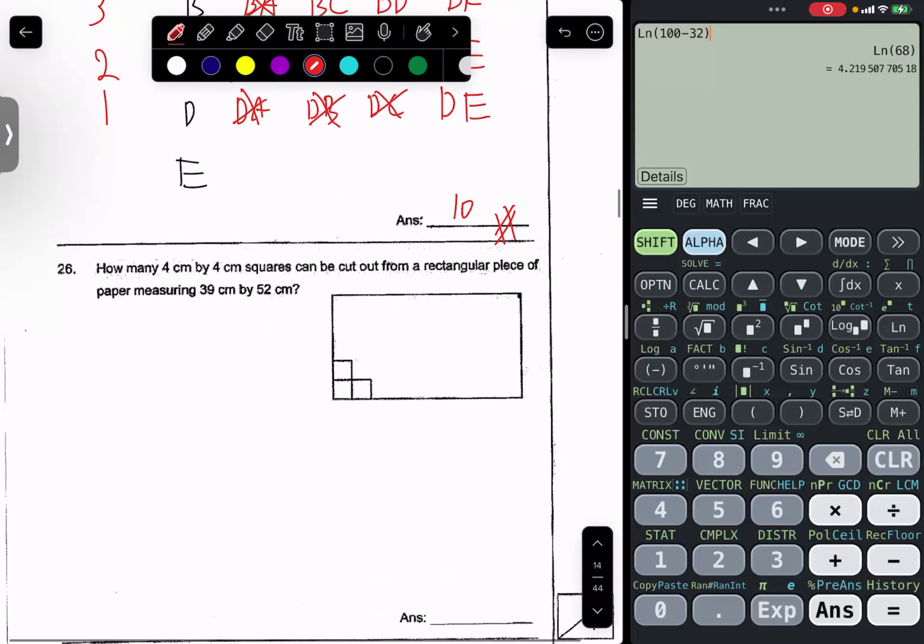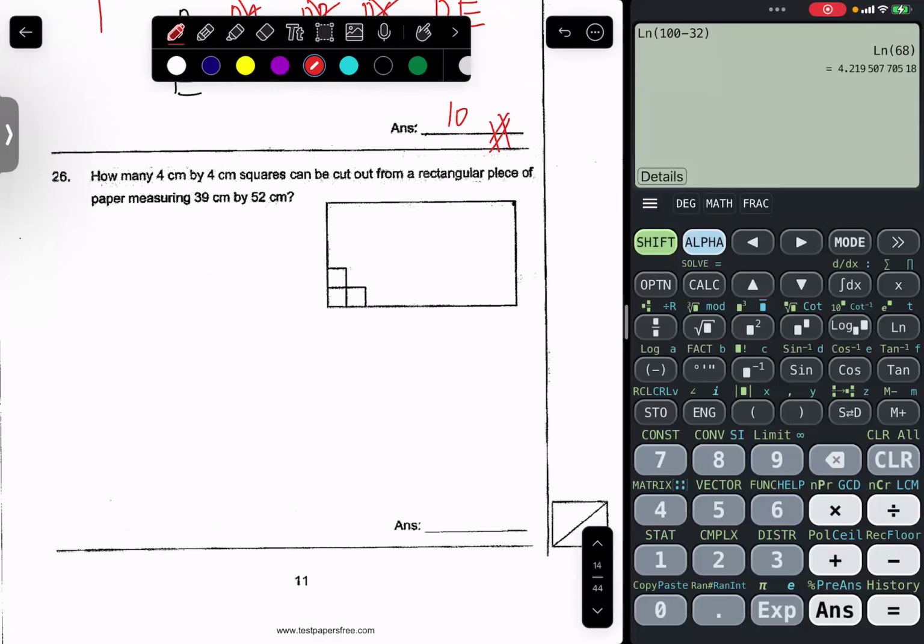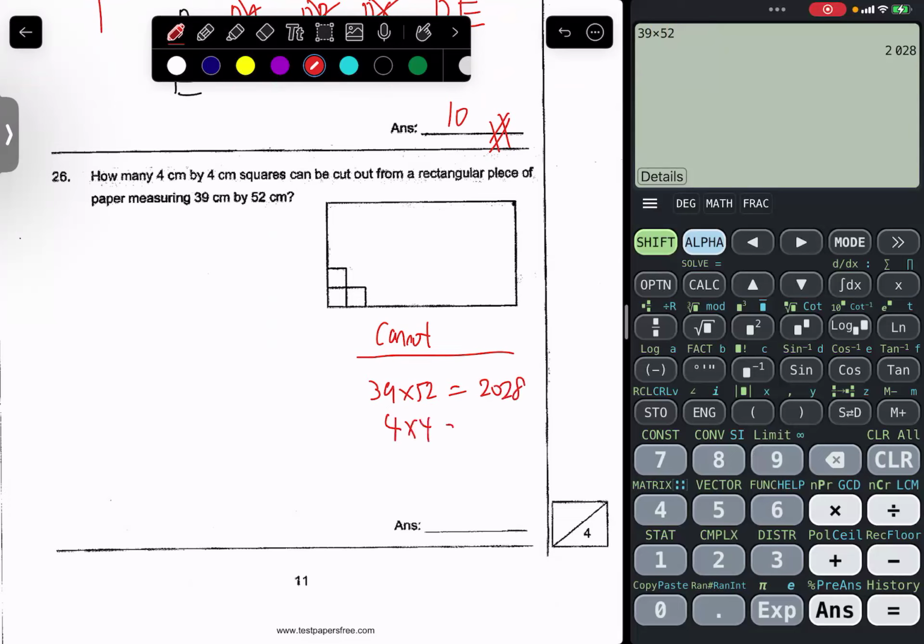How many 4 cm squares can be cut from a rectangular piece of paper measuring 39 by 52? Okay, so this kind of question, you cannot do this. You cannot take 39 times 52 and get 2028, then take 4 times 4 equals 16, then take 2028 divided by 16. You get 126.75, and then you happily round off to 126.